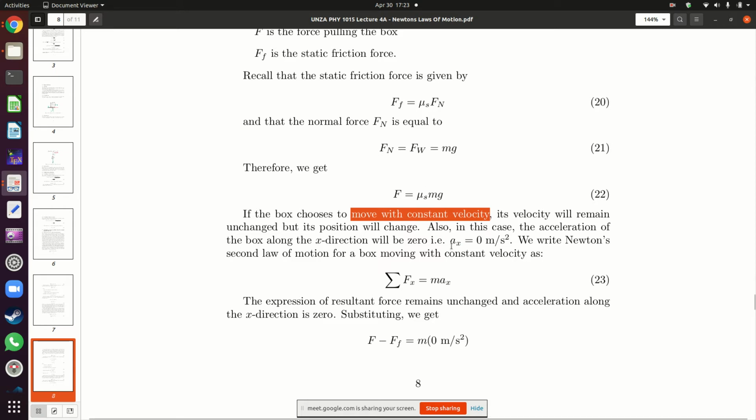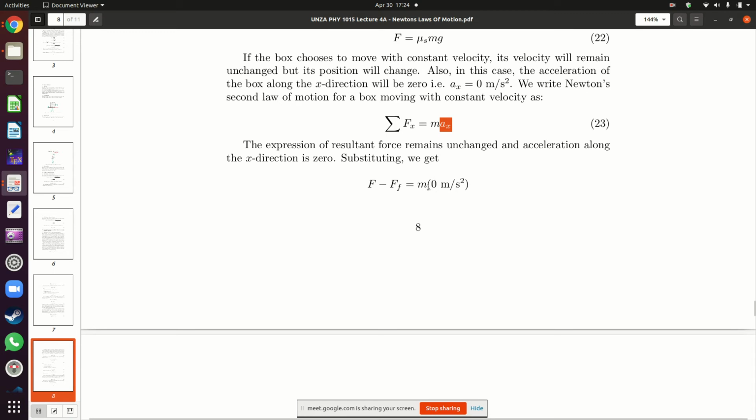Since the velocity is constant, it also means that the acceleration along this direction, AX, is going to be 0 meters per second squared. We already have an expression of resultant force, the sum of Fx, but now we also know that if our box is moving at constant velocity, the acceleration is going to be equal to 0. So when we substitute for the value of acceleration here, and we also substitute for the resultant force along the x direction, which is F minus the friction force, equals the mass of the box multiplied by the acceleration.